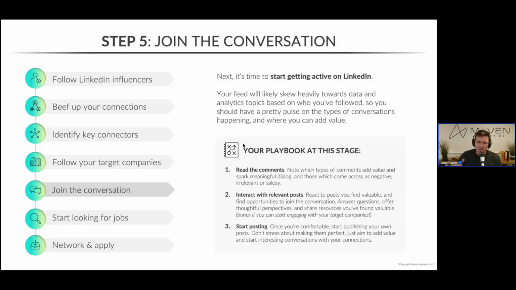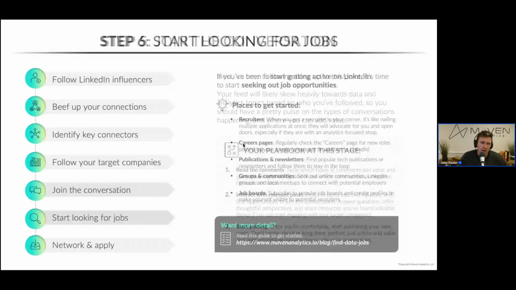And then after you start interacting in the comments, you'll start to feel more comfortable writing your own posts about your own journey. You could talk about courses you took. You could talk about some new skill that you picked up. You could talk about a project you're working on. But just get started. And I think what you'll find is it's a lot less intimidating than you think once you kind of start taking some baby steps there.